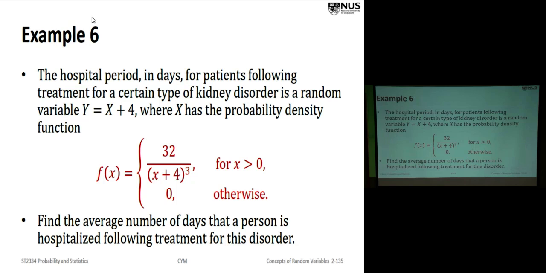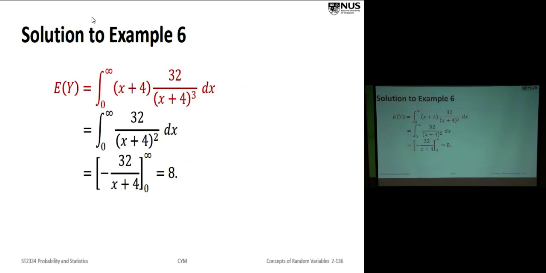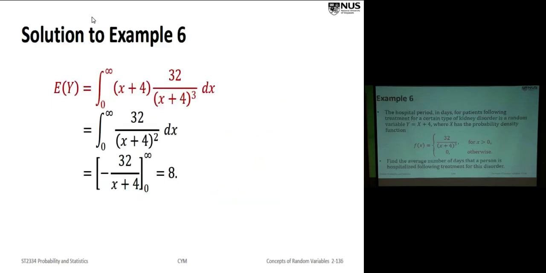So you could feasibly, this density function says with a kind of hyperbolic rate that basically the probability density is getting small very fast, but you could have a very long time in hospital, especially in reality on 4. So now that asks you to find the average number of days that a person is hospitalized following the treatment for this disorder, which is very straightforward. I want to compute the expected value of x plus 4. That's it. So the expected value of x plus 4 is x plus 4 times the PDF of x integrated over the domain. So the domain is x is positive.